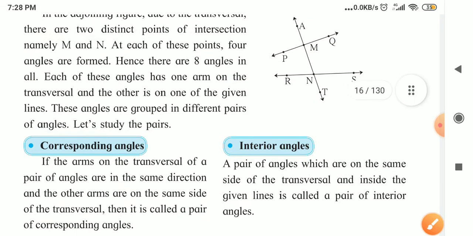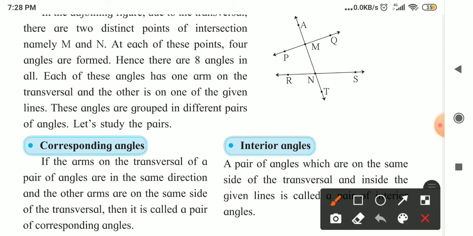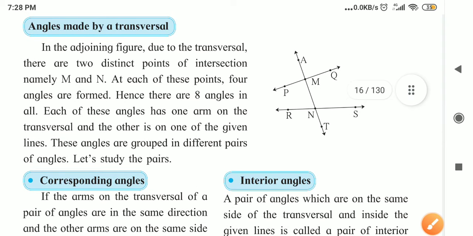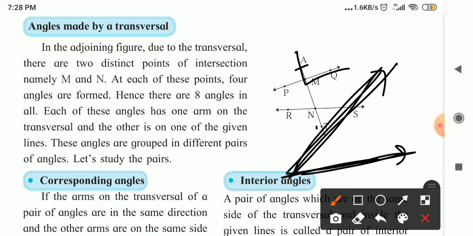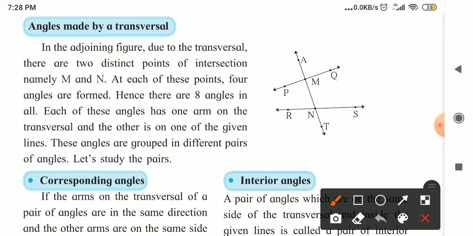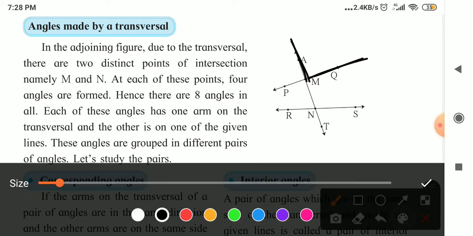So each angle has one arm on the transversal and the other on one of the given lines. Just now I showed you AMQ. This angle has two arms, 1 and 2. This is one arm, and another is this one. So AMQ has two arms. Which ones? MA and MQ. MA is on the transversal and MQ is on that line. Which line? Those lines which are parallel.